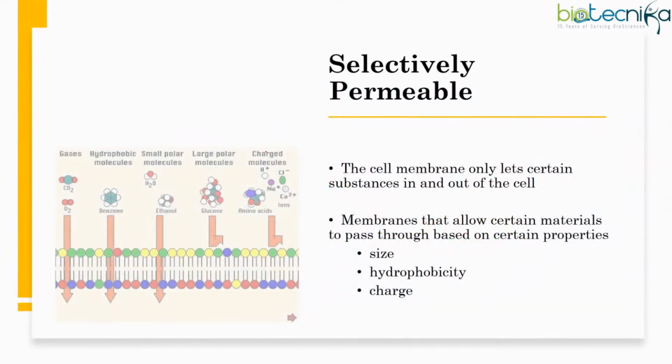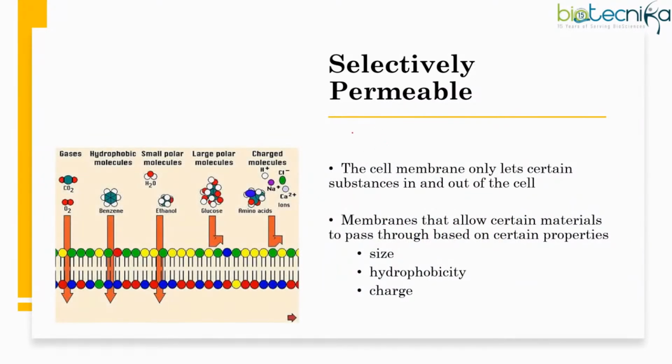You must know that the membrane is selectively permeable. It means that the cell membrane only lets certain substances in and out of the cell. Membranes allow certain materials to pass through based on certain properties. So what properties will be there? One is size. Any big molecules cannot pass through the membrane. Another is hydrophobicity.